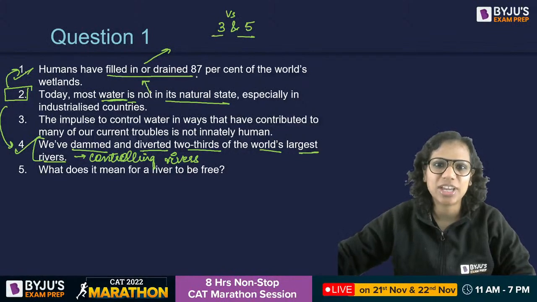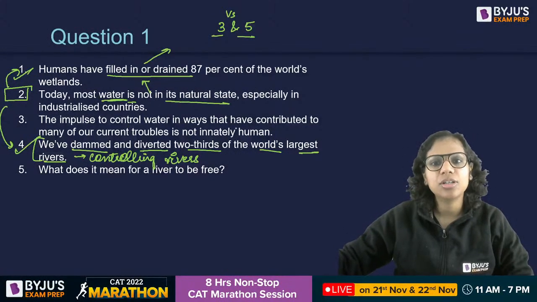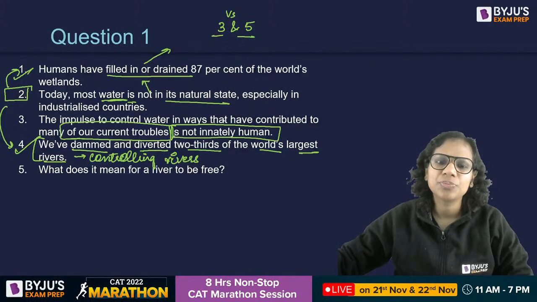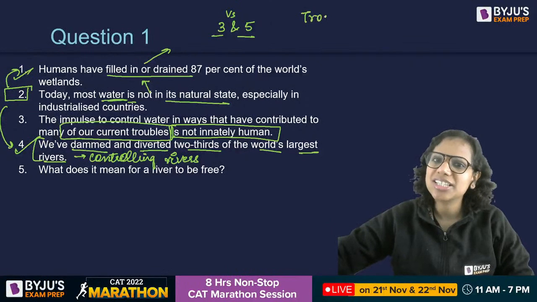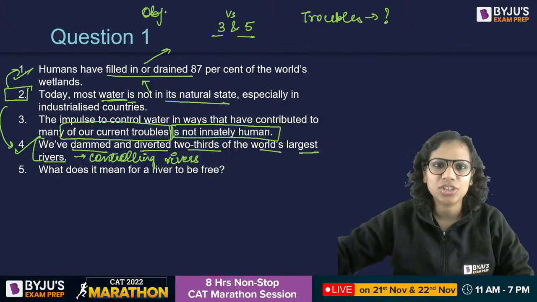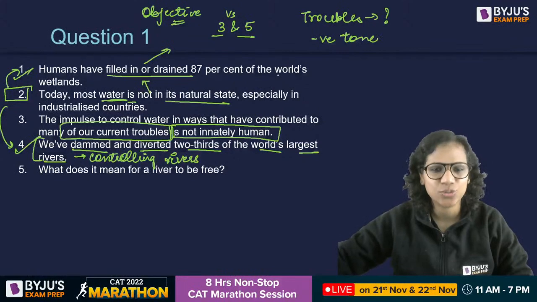Now, 3 says the impulse to control water in ways that have contributed to many of our current troubles is not innately human. So, first of all, my other sentences do not discuss troubles, do they? Also, the other sentences appear to be pretty objective in nature, factual in nature. This idea that it is not innately human makes the tone of this sentence negative.